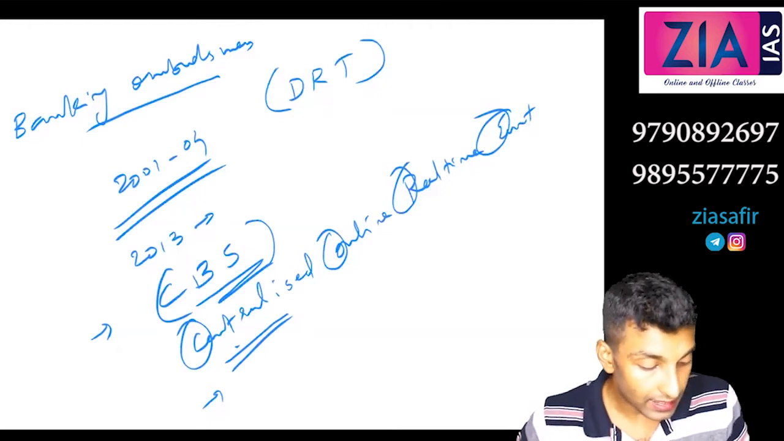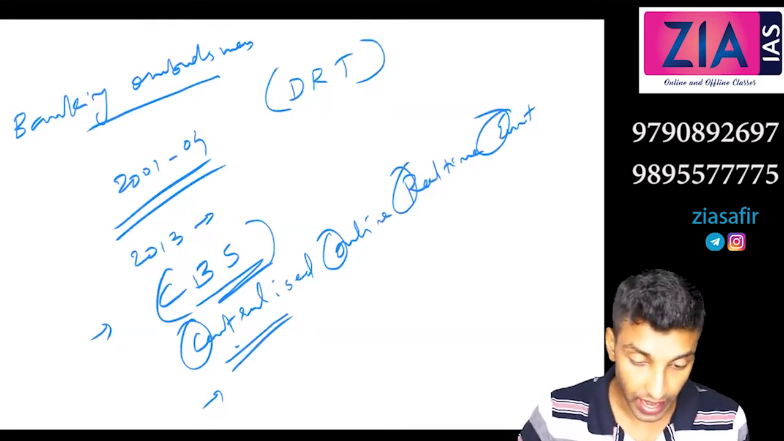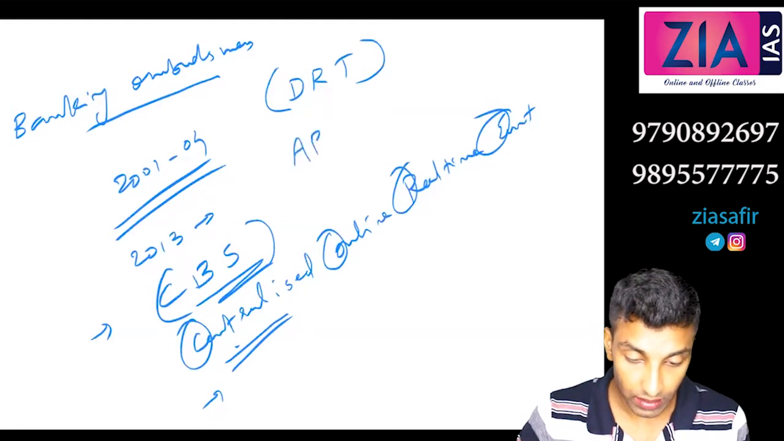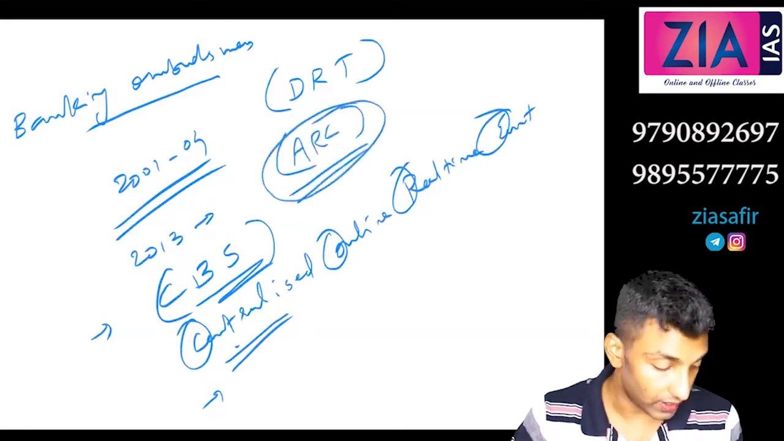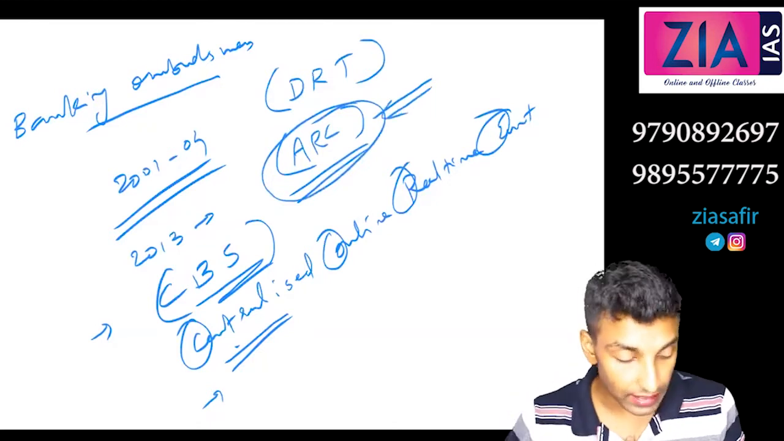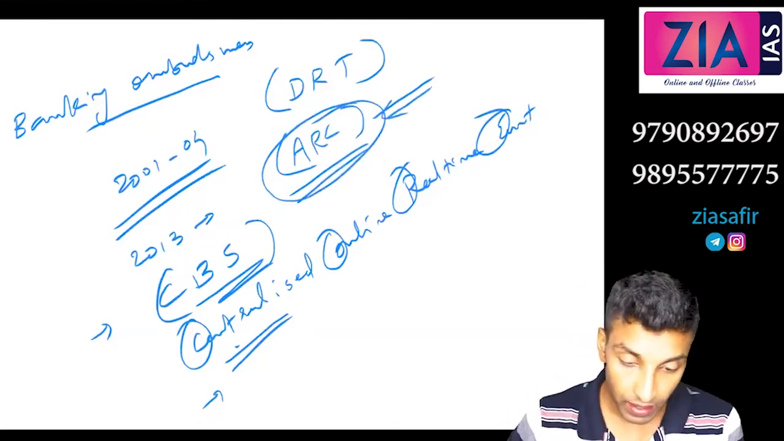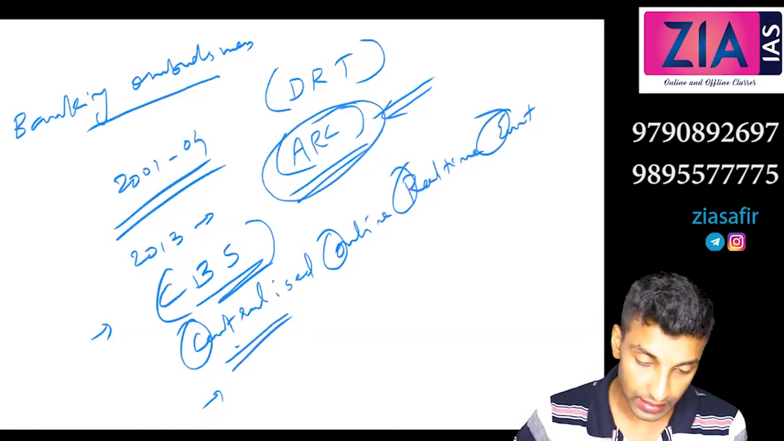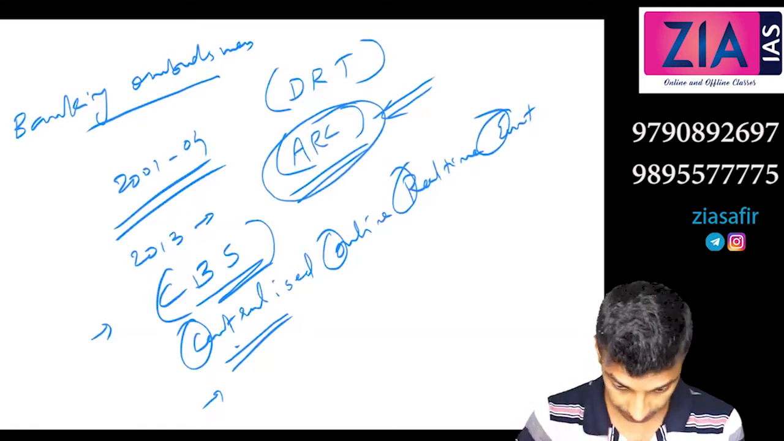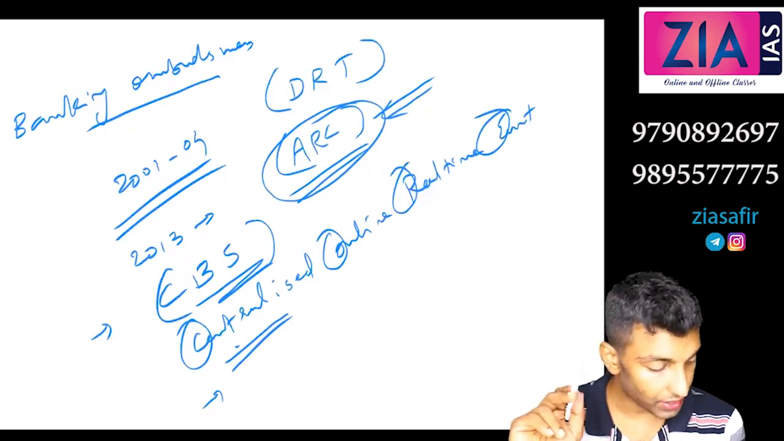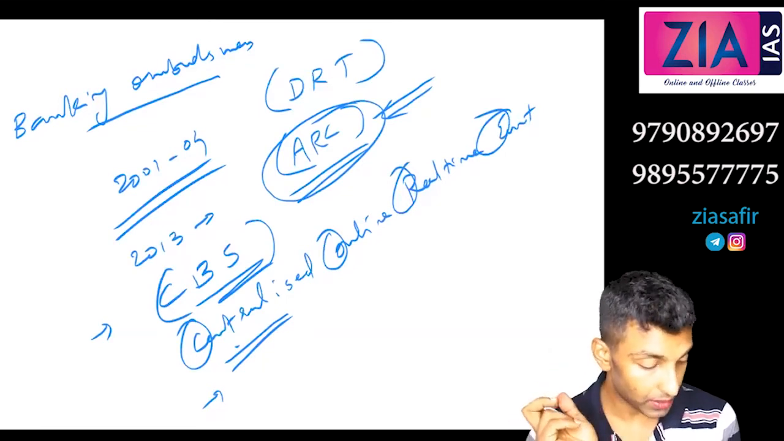Next point, asset reconstruction company, ARC. There is another ARC that we will discuss under ethics and governance, that is different. This is asset reconstruction company or fund. Asset reconstruction company should be established.